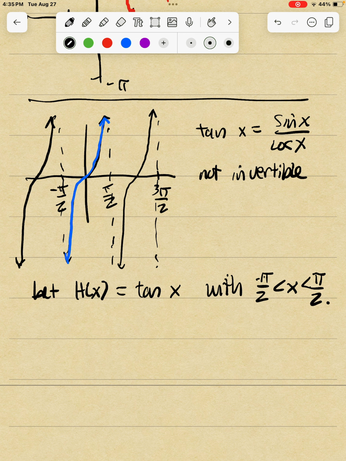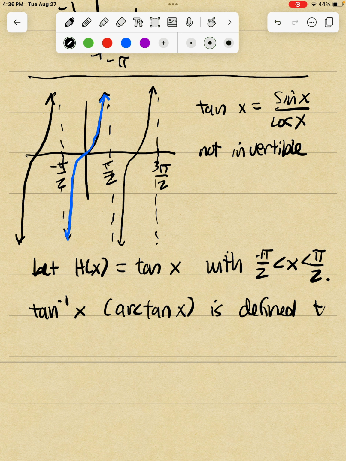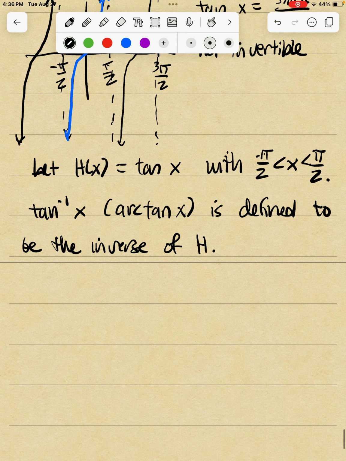Then this function is invertible, and we define arctangent of x, so tangent inverse of x, or arctan x, is defined to be the inverse of h. Okay?